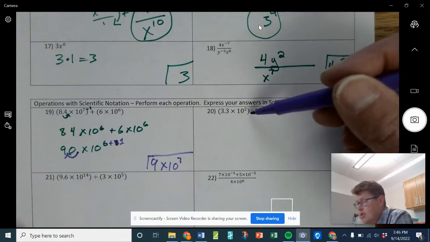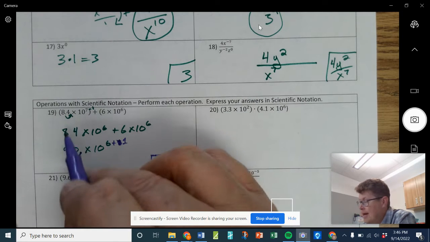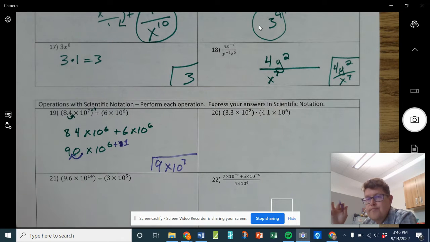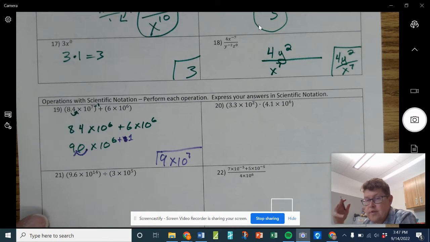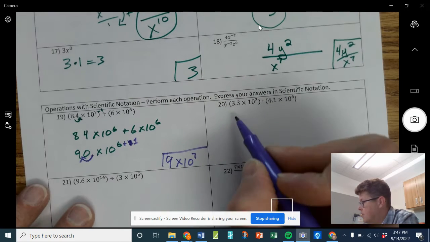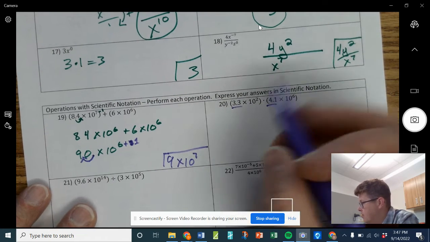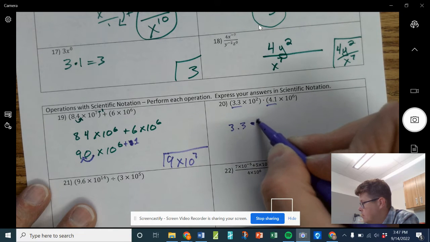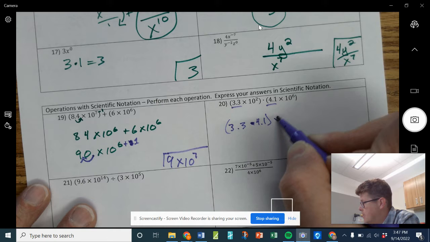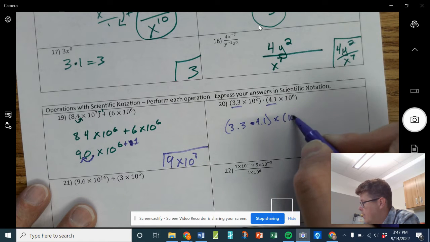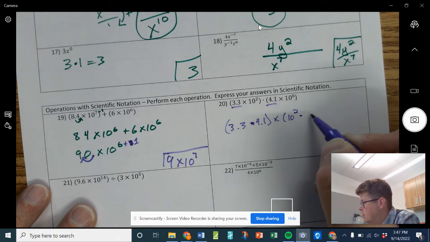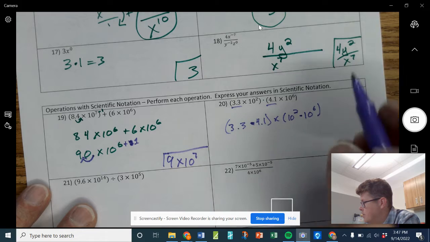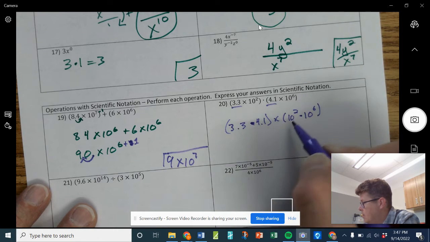Now, when you're multiplying or dividing, you do not have to worry about matching up your exponents. That's just for addition and subtraction. So this one, you can just match these up. So 3.3 times 4.1, and then times 10 squared times 10 to the 6th. I match these up here and then these up here.